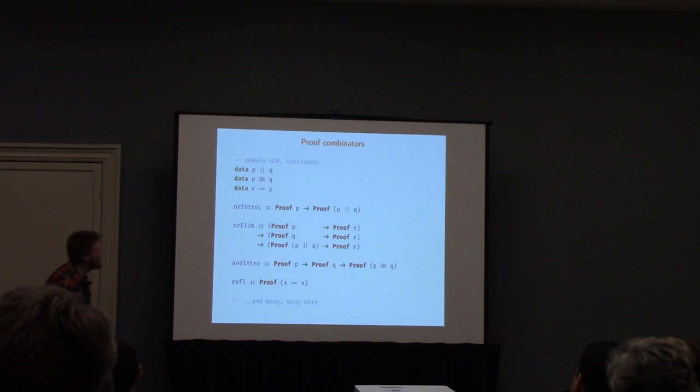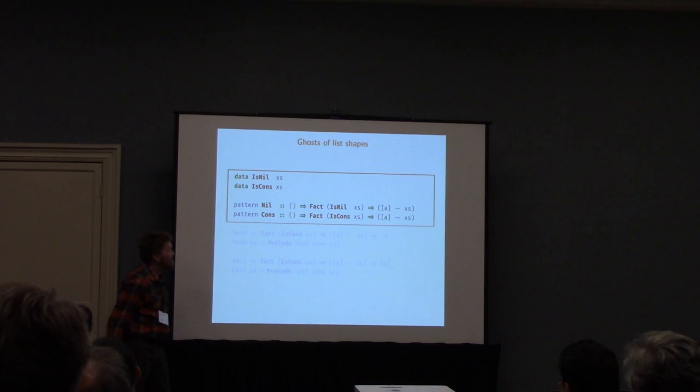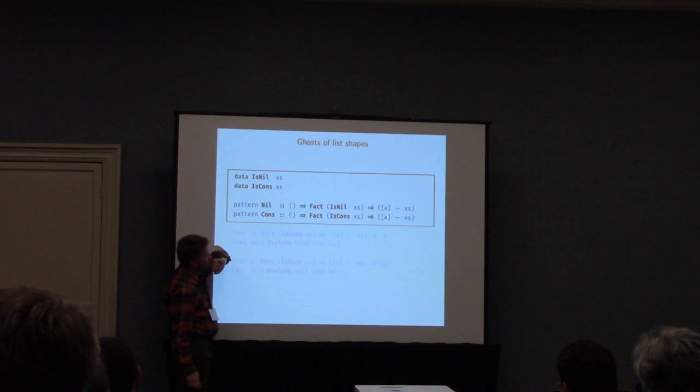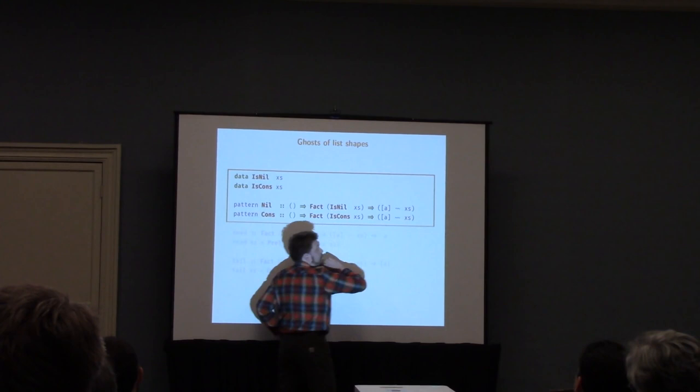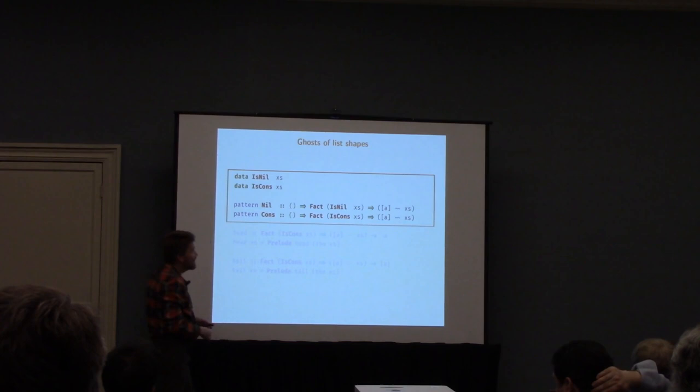Okay, so let's see how we actually design an API using this full GDP machinery. I'm going to make a little API for working with head and tail safely. So the first thing I'm going to do is just define some predicates. Is the list nil? Is it a cons? And then I'm going to make use of these pattern synonyms to essentially be able to pattern match such that if I have a list and I pattern match to see if it's nil, and it is nil, then I'm going to get the fact that it's nil in my context within the body of that match. Okay? And same for cons.